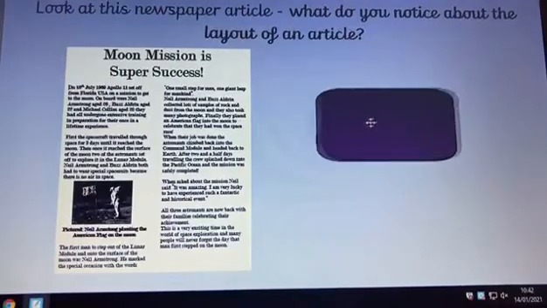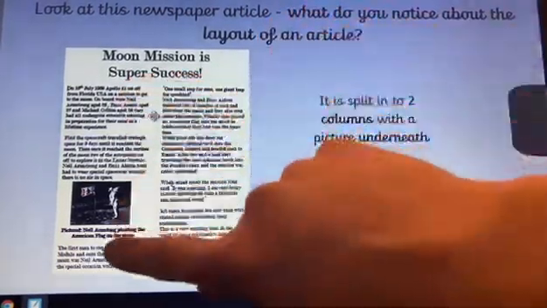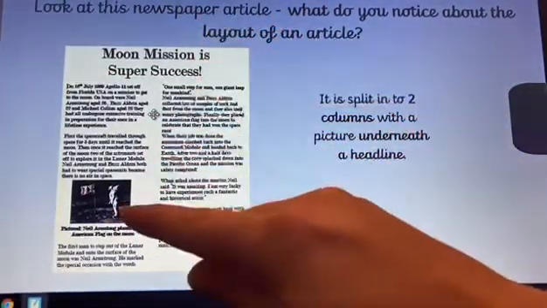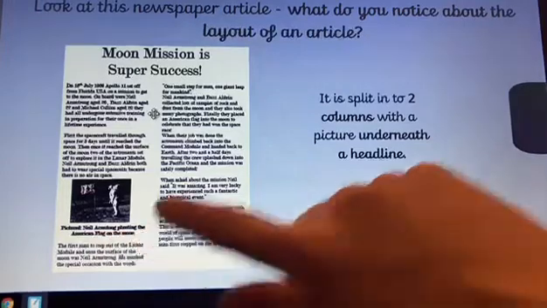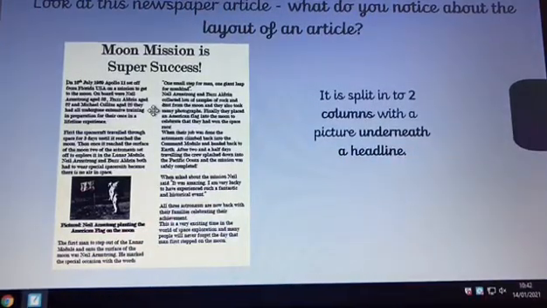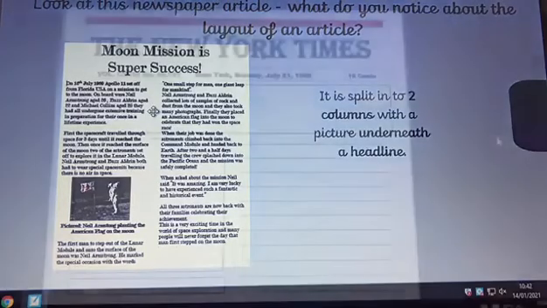Okay, so hopefully you spotted that it's split into 2 columns. So there's one column here and one column here, and it has a picture underneath the headline and then a caption just briefly discussing what the picture shows. So this one says, pictured Neil Armstrong planting the American flag on the moon.